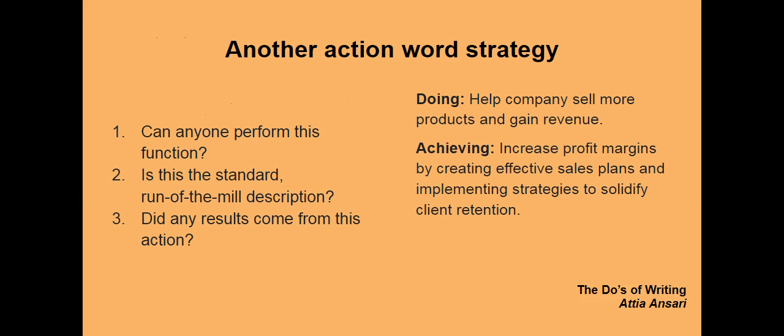Another powerful strategy to add more action words is, whenever you construct a sentence to make a part of your CV, ask three questions. Can anyone perform this function? Is this the standard run-of-the-mill description? And did any results come from this action? If your answer to the first two questions is yes, and your answer to the third question is no, then it indicates that you emphasize what you can do or what you are doing rather than what you have achieved.